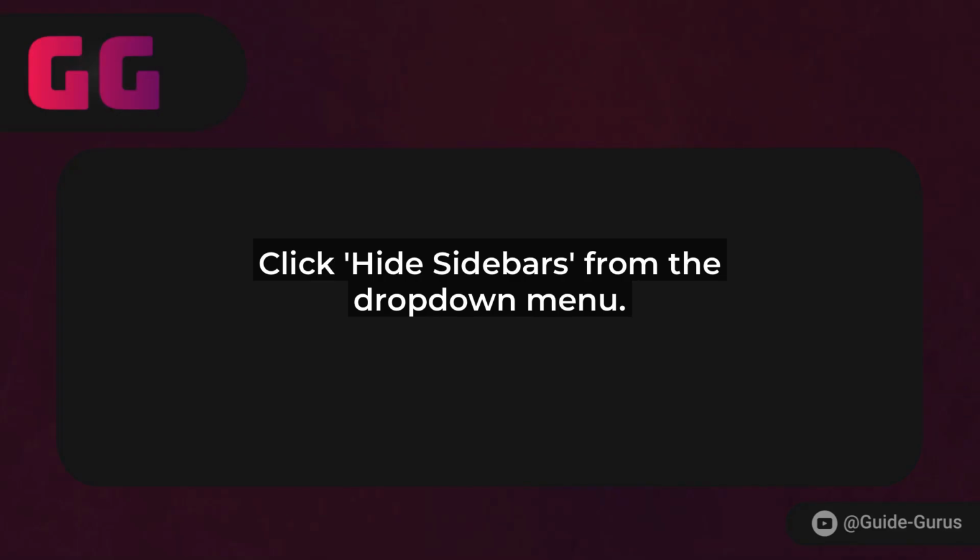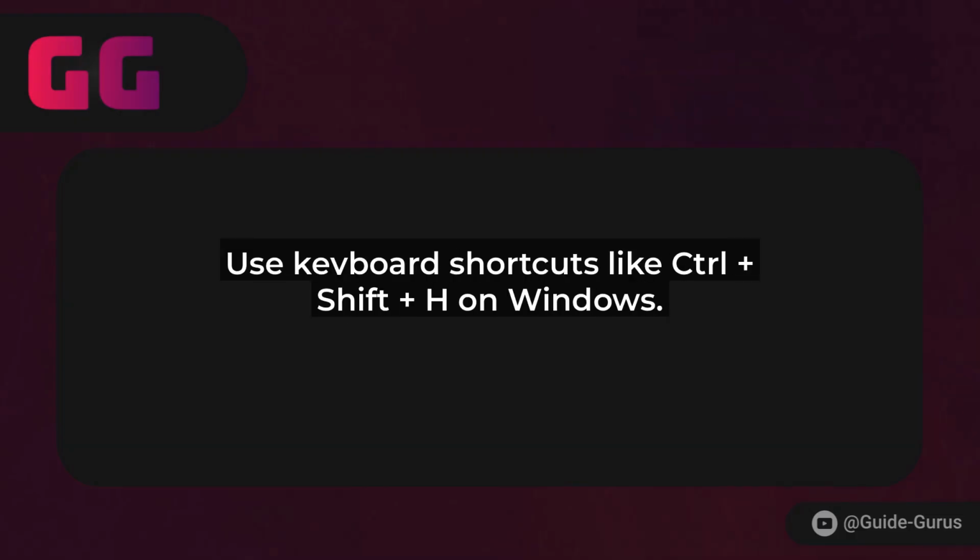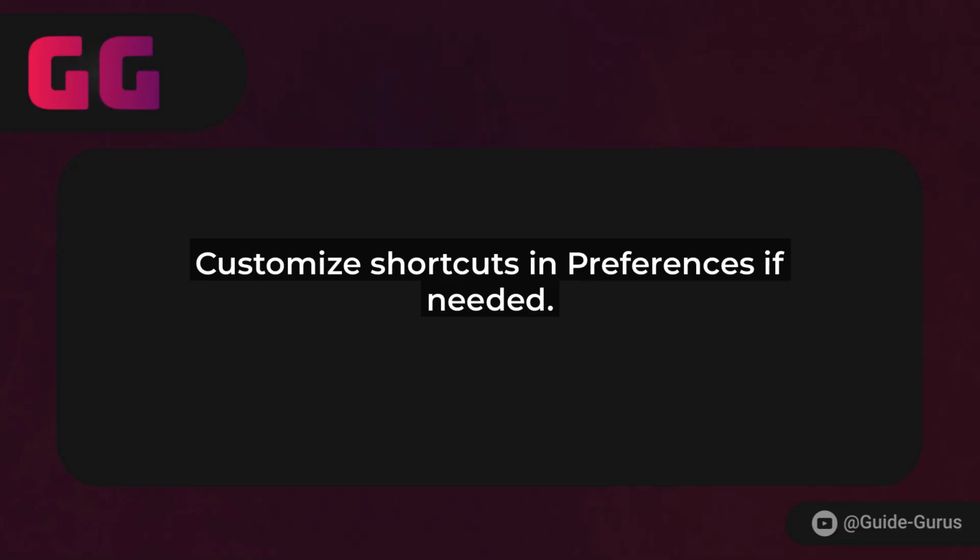For a quicker method, Figma offers keyboard shortcuts that save you even more time. On Windows, try Ctrl+Shift+H, and on Mac, it's Command+Shift+H. Test this out in your project. It might vary slightly based on your settings, especially in the 2025 updates. If it doesn't work, go to Edit, Preferences, Shortcuts to customize or verify your keys.